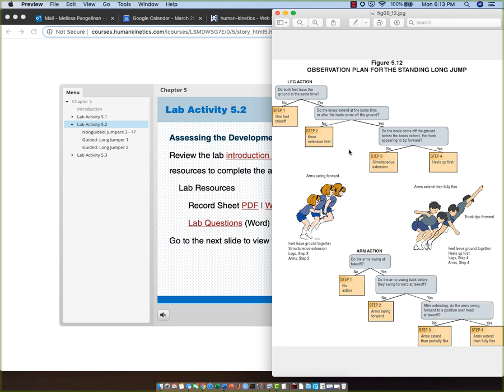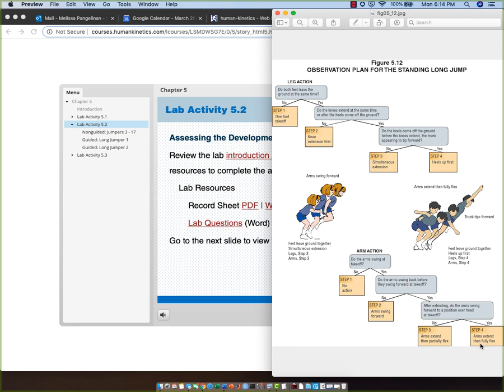We can see that the figure has two parts. The first part talks about the leg action, and the second part talks about the arm action. Basically what we have is a decision tree that helps us to evaluate what stage or step of leg action we have for the different jumpers. And the same thing is the case for the arm action. The leg action is broken into 4 steps, and the arm action is also broken into 4 steps.